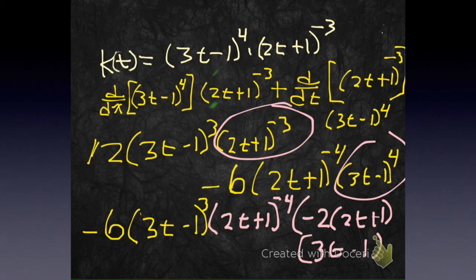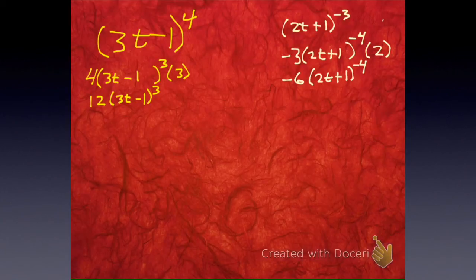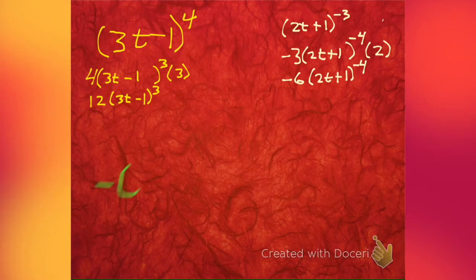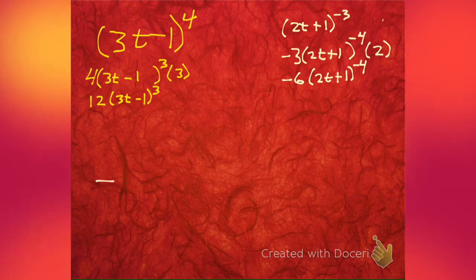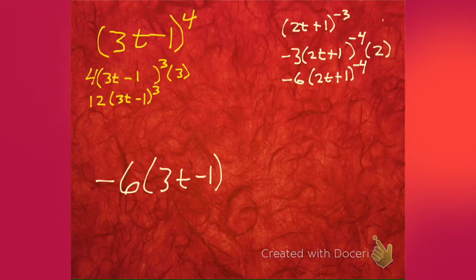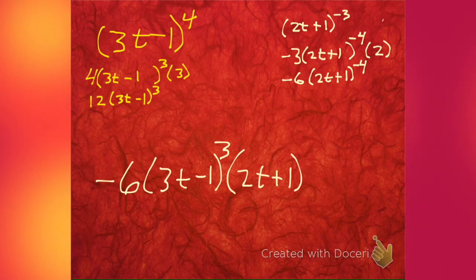So we'll clean that up too, because we do need to write this nicer. That's minus 4t plus 3t is minus t. And then minus 3. Is that how that cleans up? We'll put it here. So we have minus 6 times 3t minus 1 to the third, minus 6 times 3t minus 1 cubed and 2t plus 1 to the minus 4.